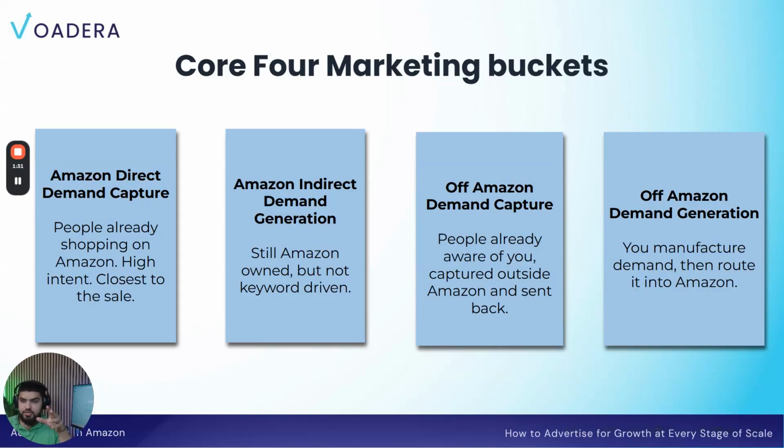And then we have Amazon Indirect Demand Generation, and then we have Alpha Amazon Demand Capture and Alpha Amazon Demand Generation. So even at a high level, and I'll get to this in the end, basically it's either direct or indirect, right? The attribution, is it direct or indirect? And then is it within Amazon, is it off Amazon? That's kind of the four ways to look at it.